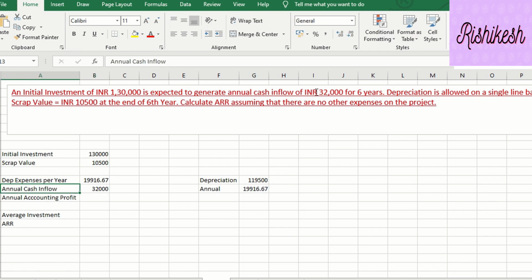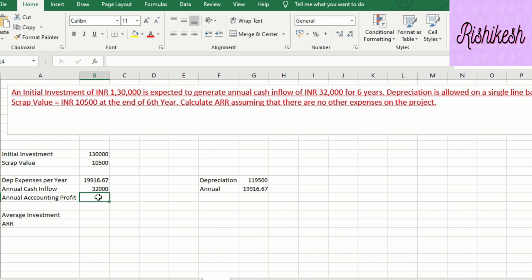Now annual cash inflow, as it's given inside the question, is 32,000. Right? So 32,000 is the cash inflow which is coming, and depreciation is a kind of thing which you are losing out. So it's kind of a cash outflow, right? Because the value of the machine is decreasing, so you're losing out on cash. So depreciation is a negative expense, right? Because something is going out and it's a non-cash expense. So something is going out, so it's an outflow.